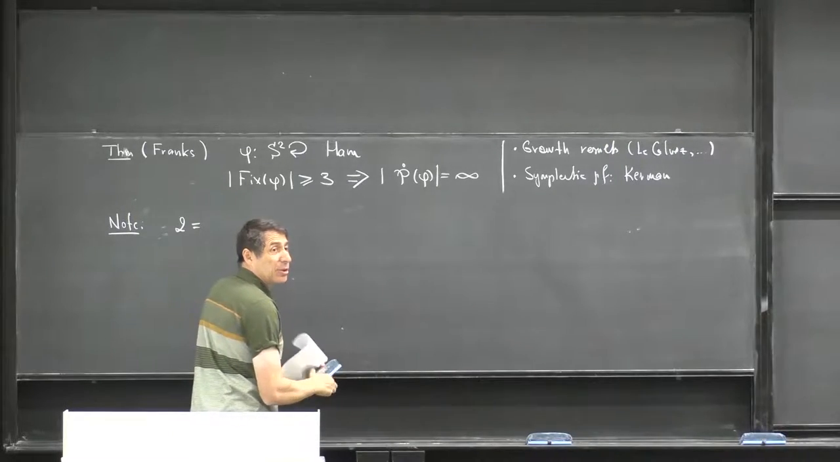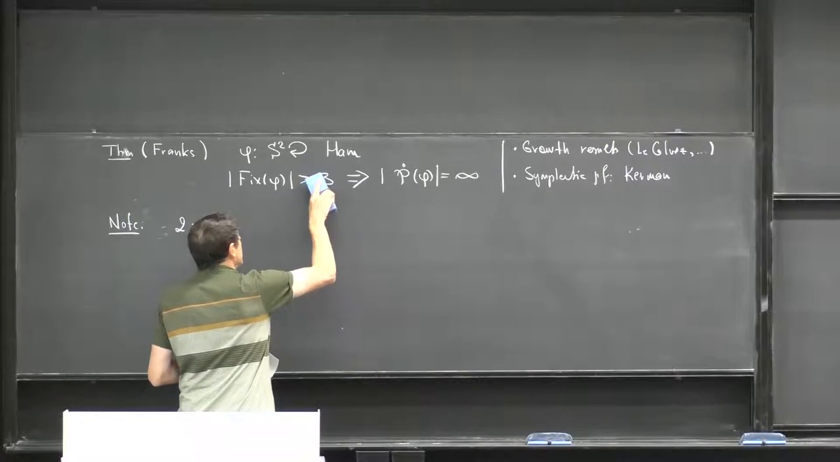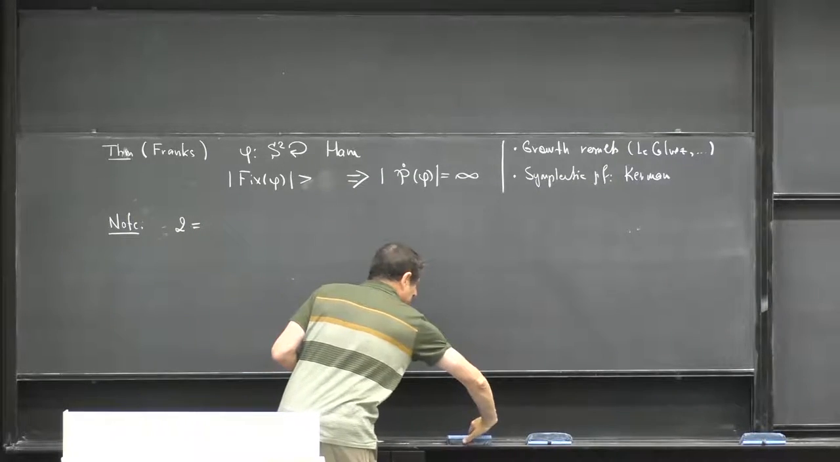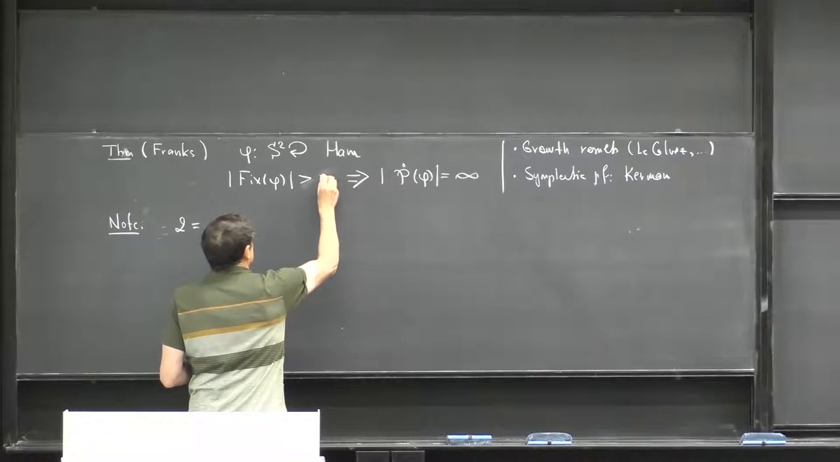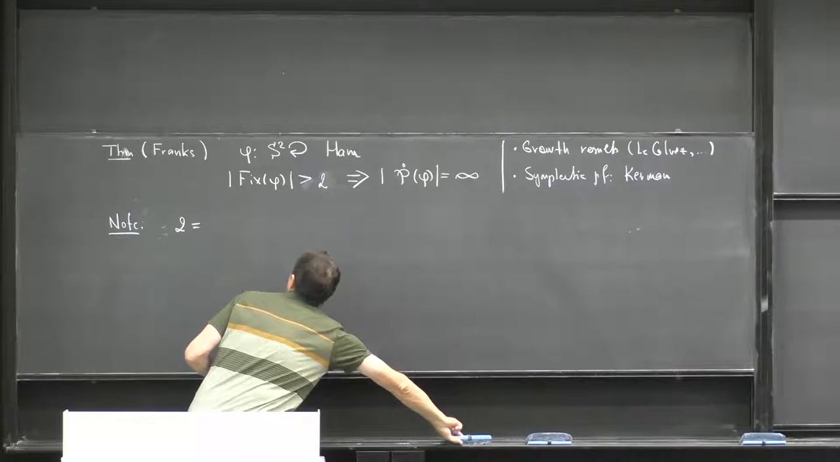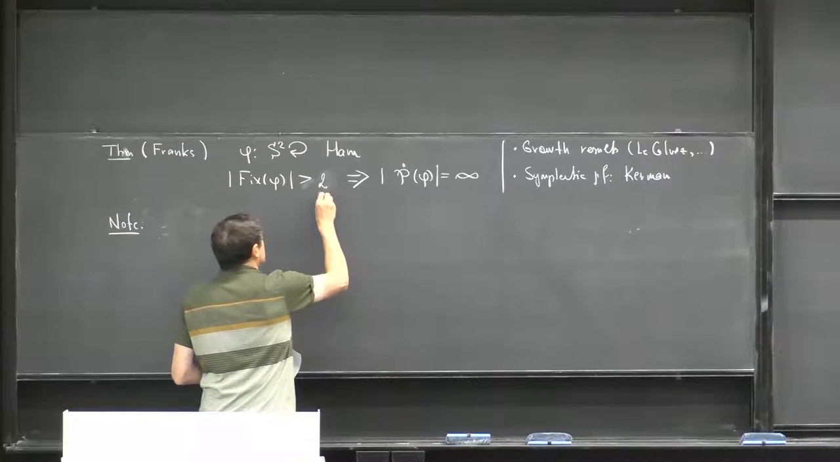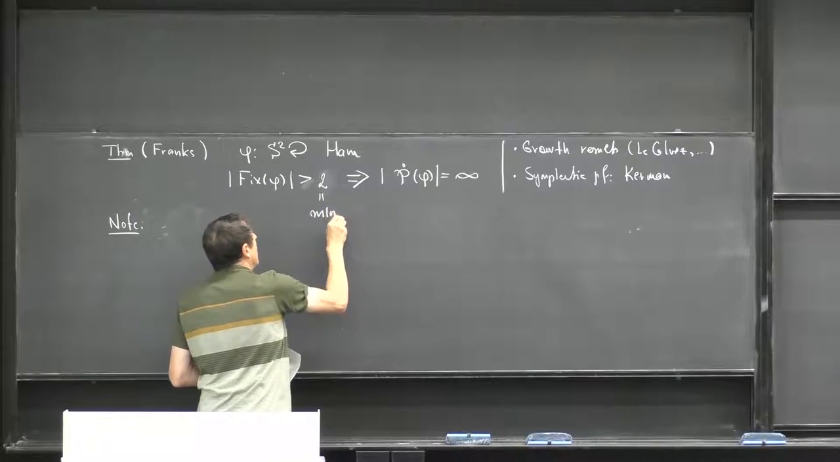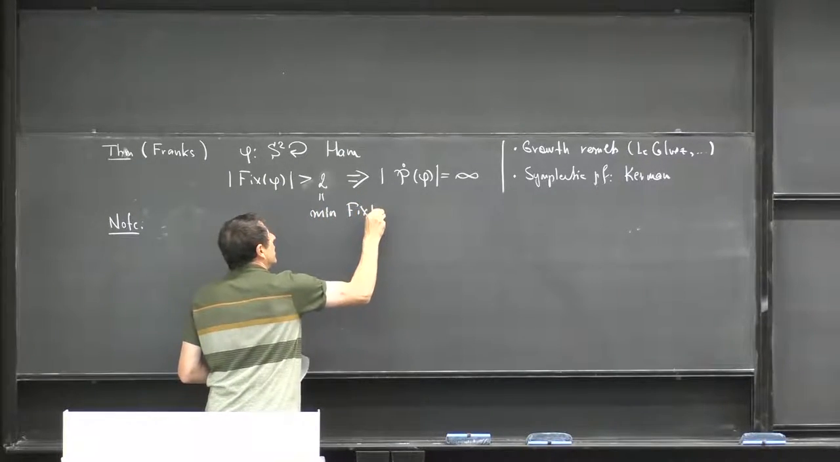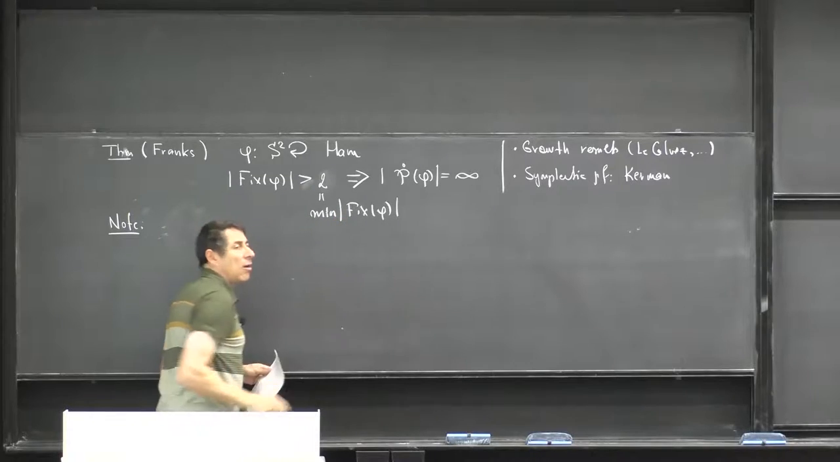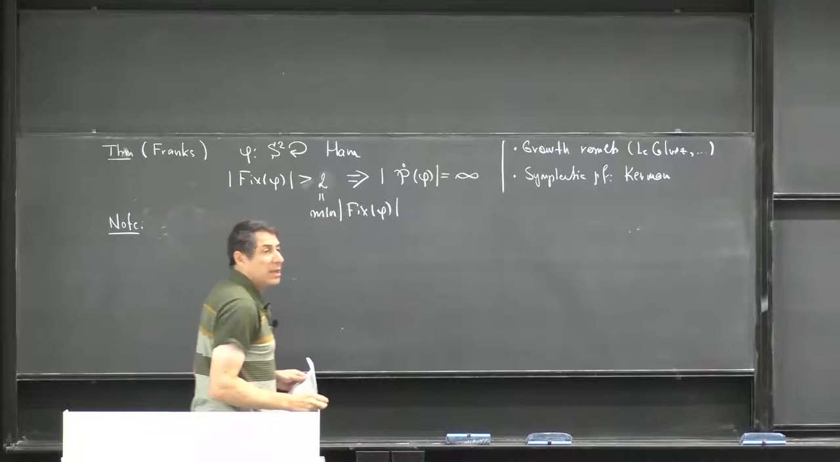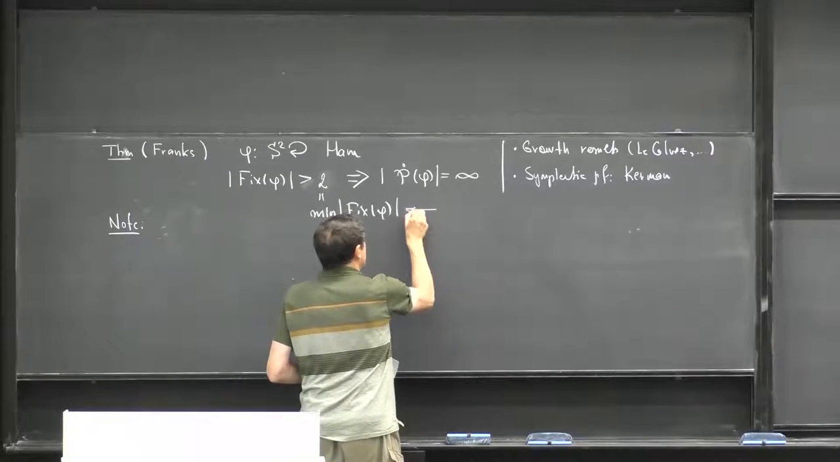Note that let's rewrite this greater than or equal to 3 as greater than 2. Then this 2 is the minimal number of fixed points of phi possible, and this comes from Arnold's conjecture.